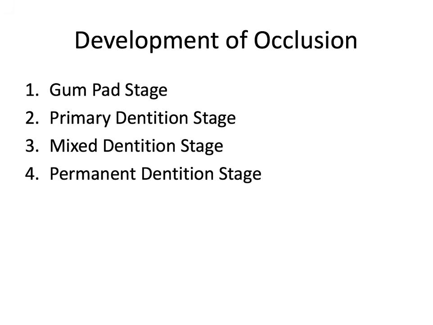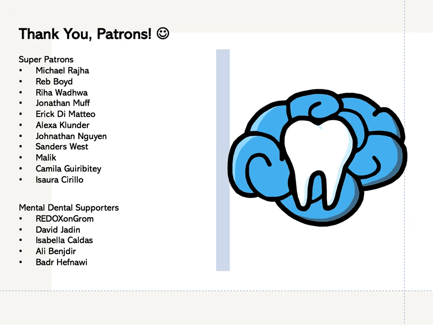All right, so just to review, we talked about the gum pad stage. This was from birth to 6 months, primary dentition 6 months to 6 years, mixed dentition 6 years to 12 years, and then permanent dentition 12 years and on.